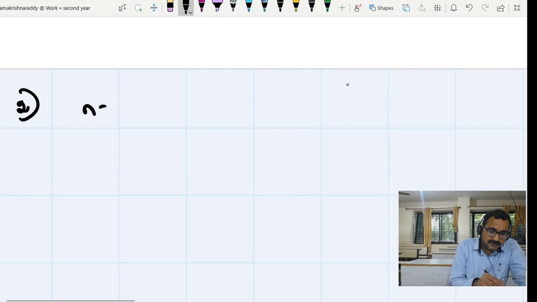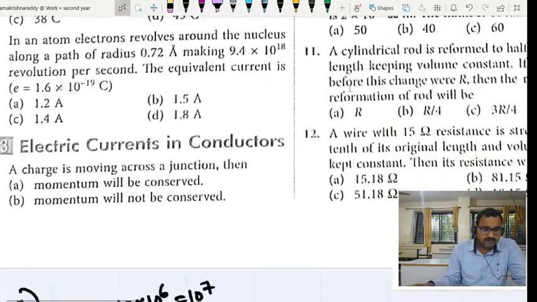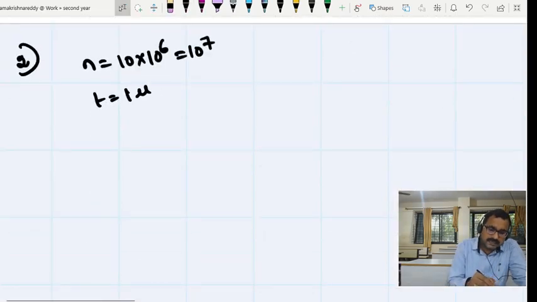Number of electrons is 10 million, which means 10 into 10 power 6, that is 10 power 7. The time given to you is 1 microsecond, which is 10 power minus 6 seconds. What are they asking? The current and its direction.